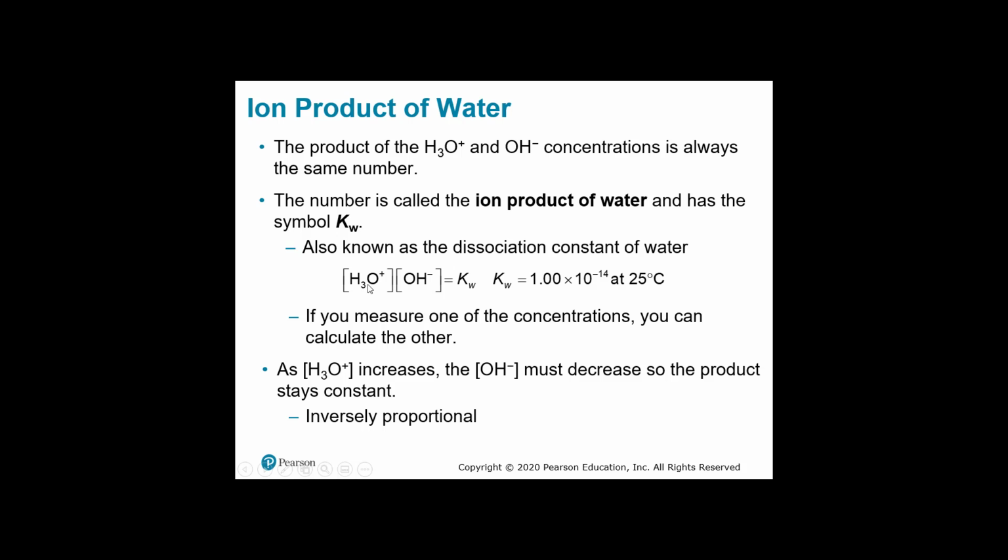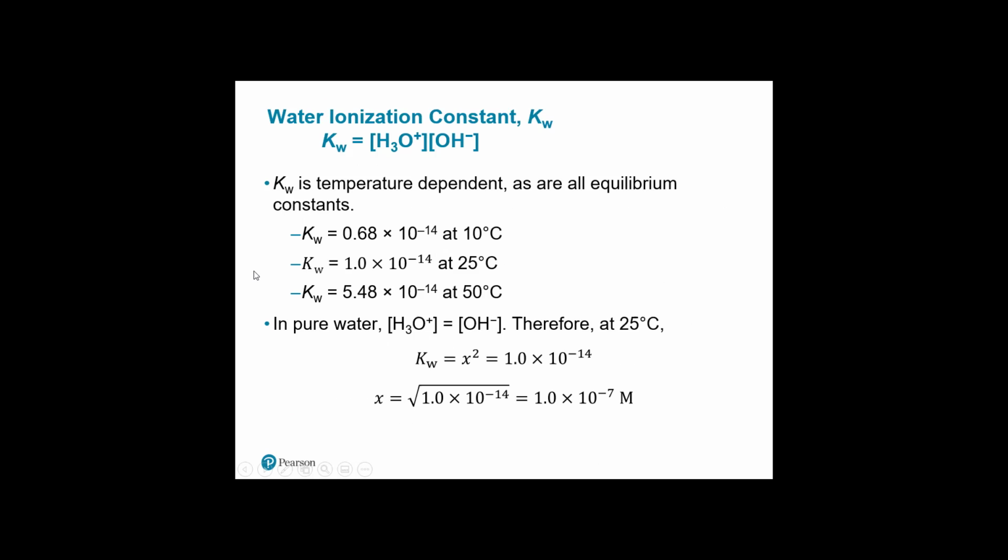So when we set this up, remember the brackets, this is the concentration of hydronium ions, and the concentration of hydroxide ions is equal to Kw, and Kw is equal to 1.00 times 10 to the negative 14 at 25 degrees Celsius. If you measure one of the concentrations, you can figure out what the other one is by setting it up to this constant. Since this is a constant, one will go up, the other one must go down. So they're inversely proportional. So here's an example.